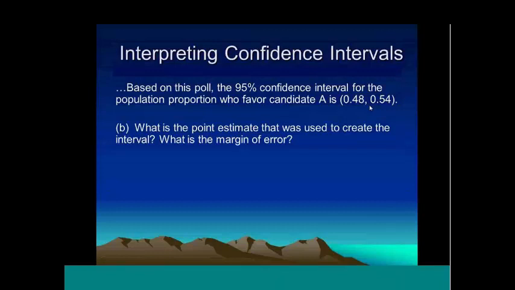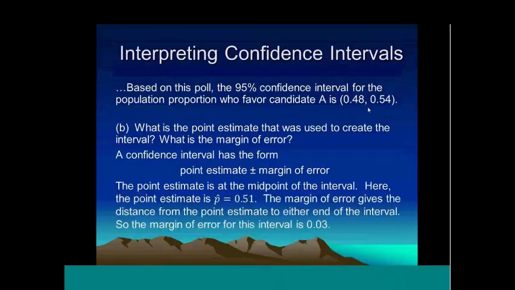And then the margin of error would go out from the 0.51 to either end, and that must be about 0.03. That'll put us to the two ends of the interval. So the point estimate is p-hat equals 0.51. The margin of error is 0.03, which is a very common margin of error that you see in large national polls with just over 1,000 people.